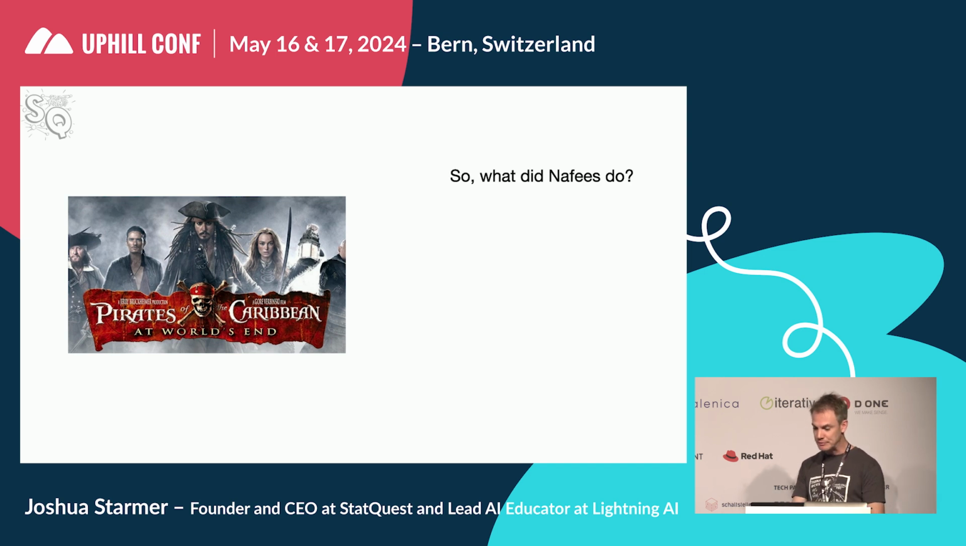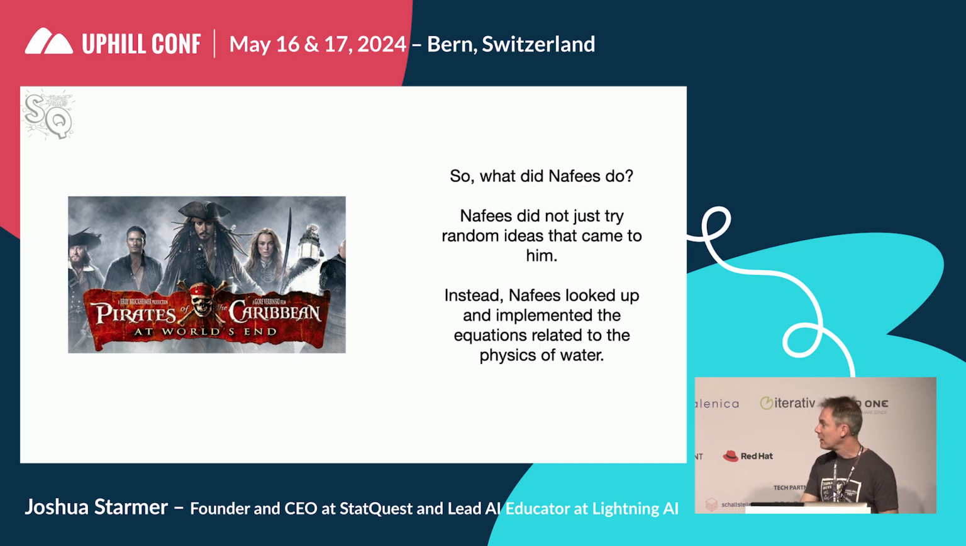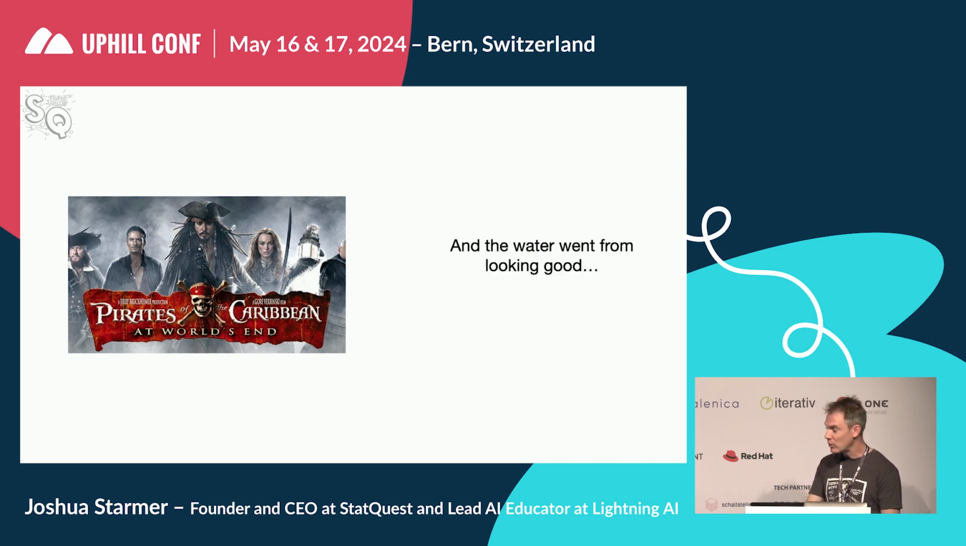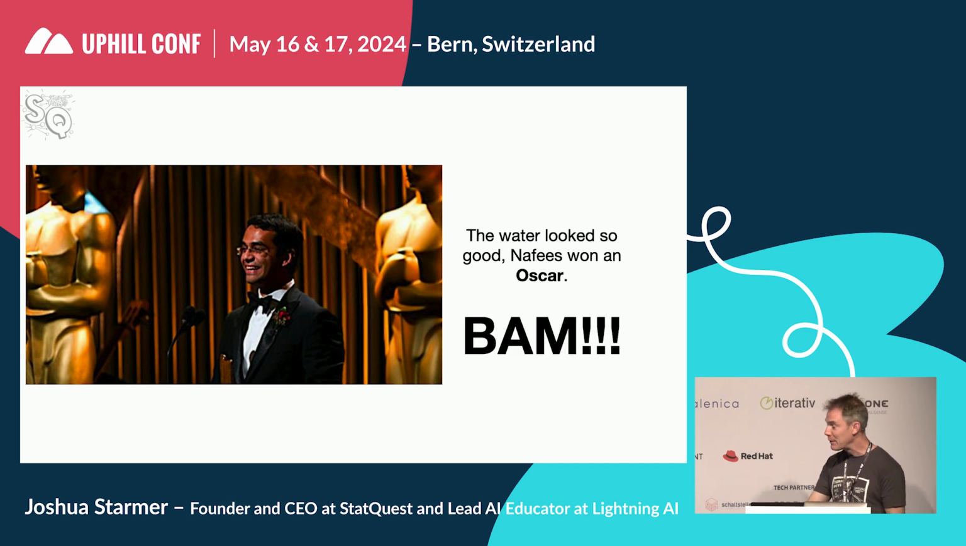So what did Nafis do? Nafis didn't just try random ideas that came to him. Instead, Nafis looked up and implemented the equations related to the physics of water. And the water went from looking good to looking awesome. And the water looked so good, Nafis won an Oscar. Bam! I mean, if you win an Oscar, that's about as big as the bam as you get. And we used to work in the basement.